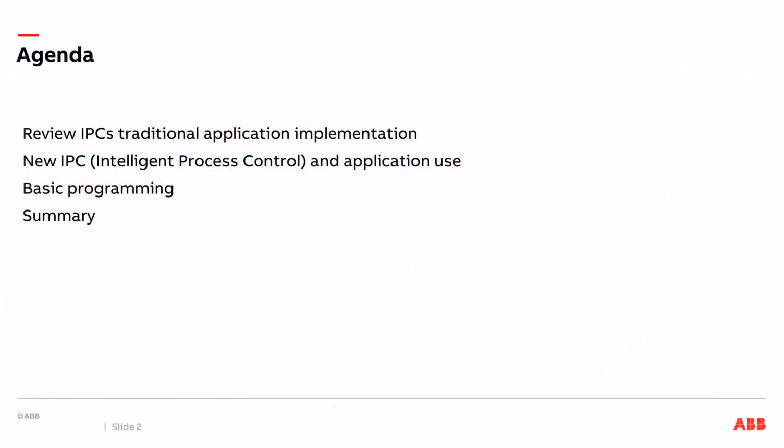We're going to start out this presentation by first discussing the traditional implementation of IPC and what that looks like and how it works. We're then going to discuss this variance of IPC, which I like to call Intelligent Process Control. We'll discuss a little bit of the basic programming of how to implement it, and then we'll just have a brief summary.